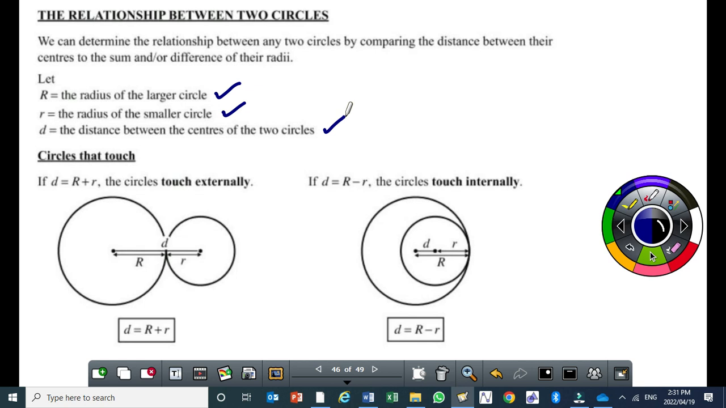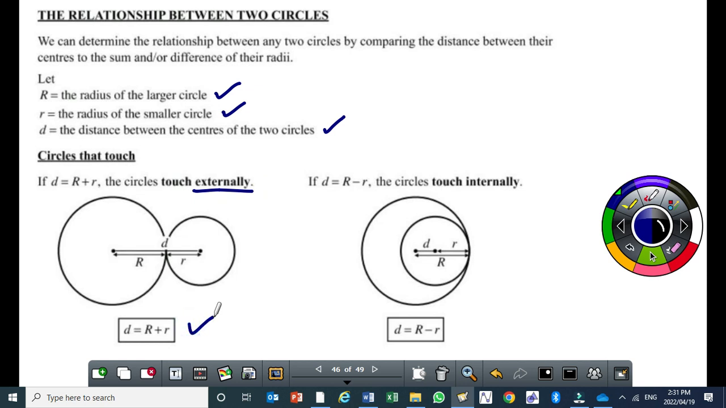Now, in a case like this, whereby the sum of the two radii is equivalent to the distance between the two centers, you can say, therefore, the circles touch externally. The circles touch externally, which means they are only coming into contact at one point. It's more like the case of a circle and a tangent. So this is the first case.